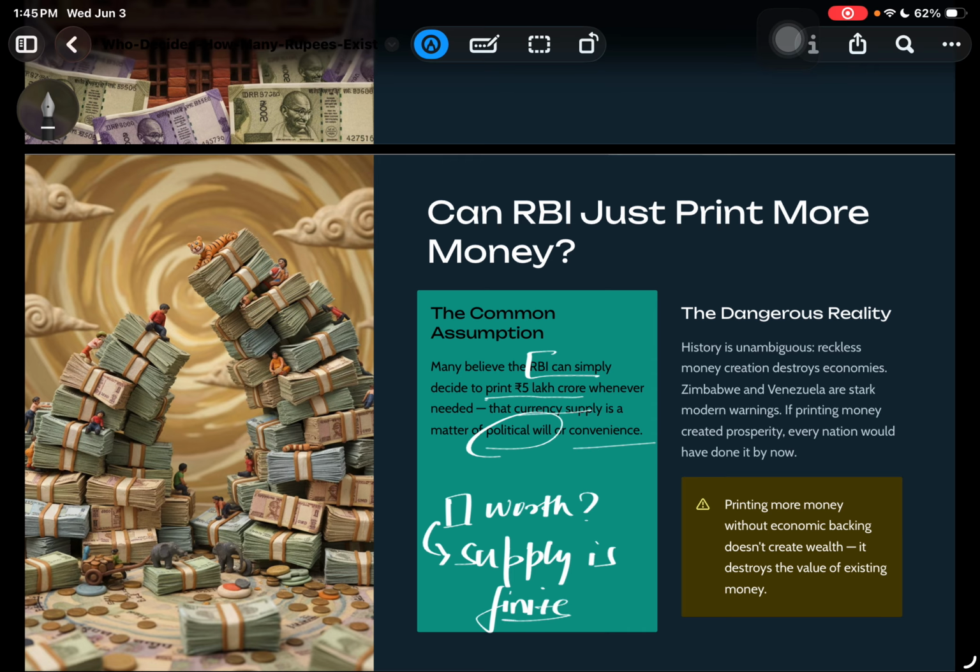If without any backing we keep on printing money, the finite would be considered infinite. The currency, the 10 rupee note, the 100 rupee note that we are currently holding, loses its value. And that's what happened with Zimbabwe and Venezuela, right? These are the most recent situations that make our mind to stop just recklessly printing money. Printing more money without economic backing doesn't create wealth, it just destroys the value of the existing money.